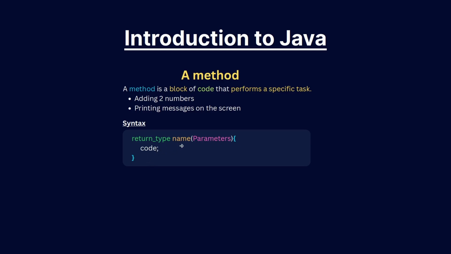Now, for it to work, you must call this method. So how do you do it? To call a method, you start with the method name and then you put the parentheses. When you do that, this one will be called and it will be executed.